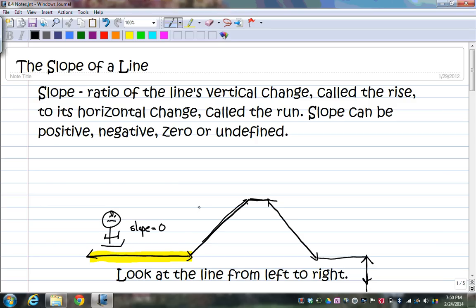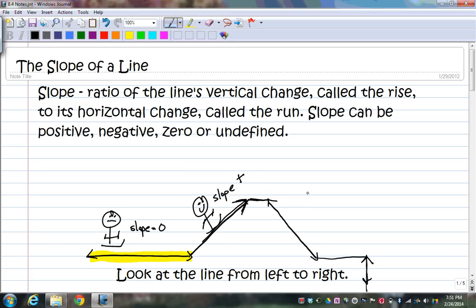Then I start going up the hill. Here I am, here's my ski poles. Now I'm excited. I'm going to go skiing. Man, this is awesome. Slope going up from left to right. The slope is positive if the line is going up from left to right. Then I get up to the top, and I've got my 0 again.